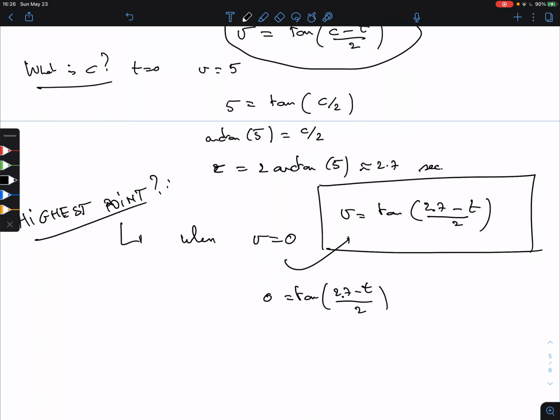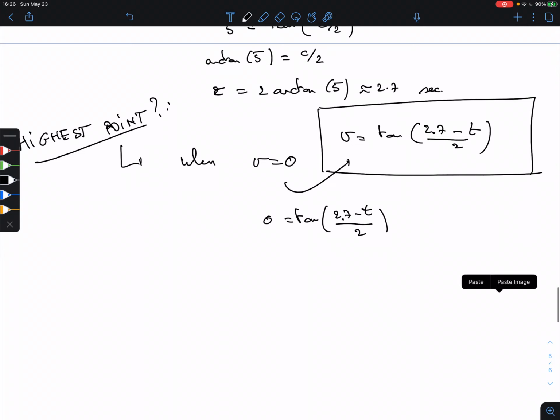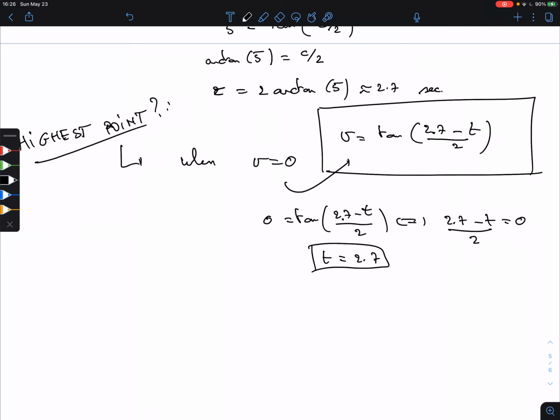When is the tangent 0? The tangent, which is sine over cosine, is 0 when the sine is 0, which is if the angle is 0. So this is equivalent to 2.7 minus t equal to 0, which is the same as saying t is 2.7. So after 2.7 seconds, the probe is at the highest point that it ever will be.